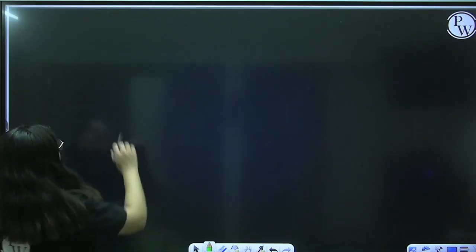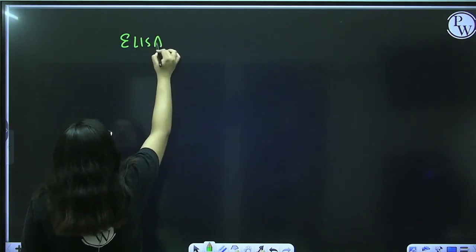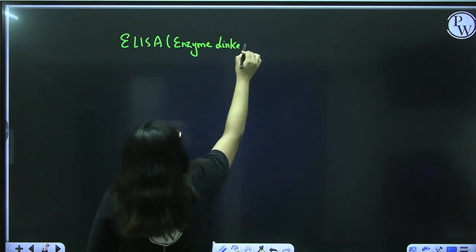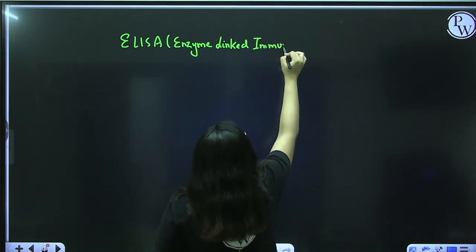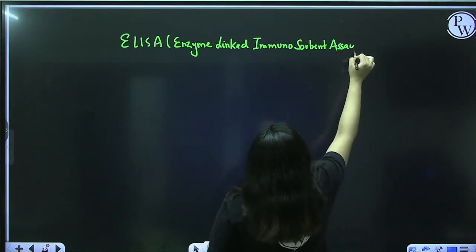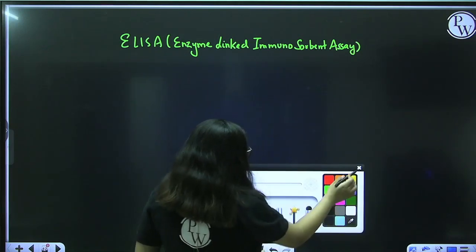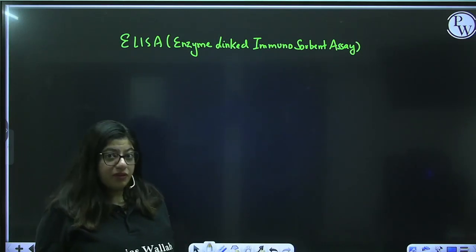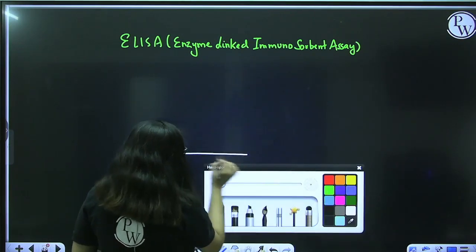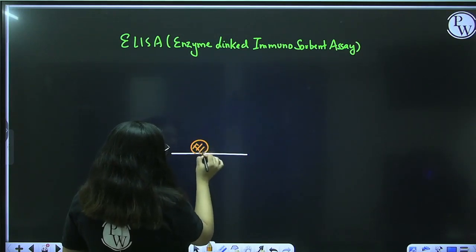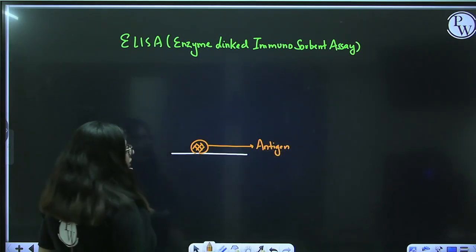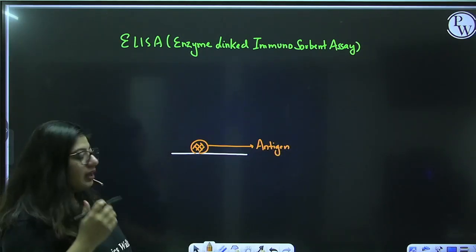Let's talk about ELISA first. What is ELISA? Enzyme linked immunosorbent assay. So this is a technique. In this technique, what we do, we have done this with HIV also, if you remember. We take a plate. On this plate is attached an antigen. Imagine this is the antigen of HIV. We want to check whether a person is having HIV or not. Okay, this is the antigen.